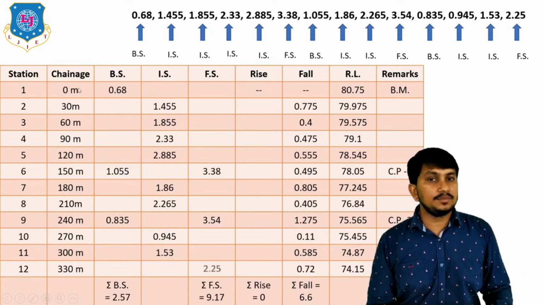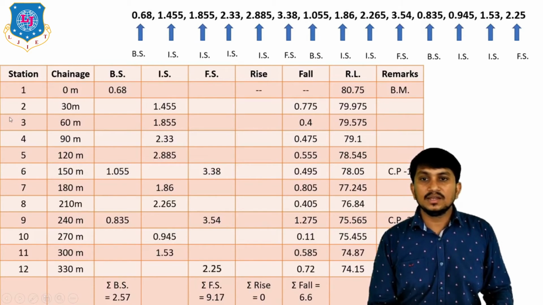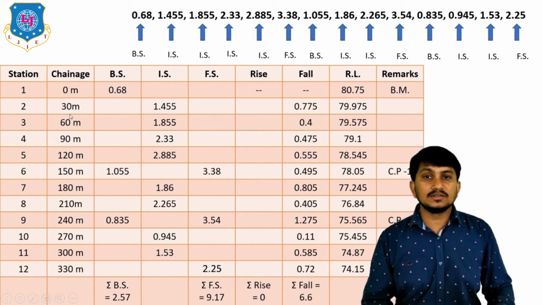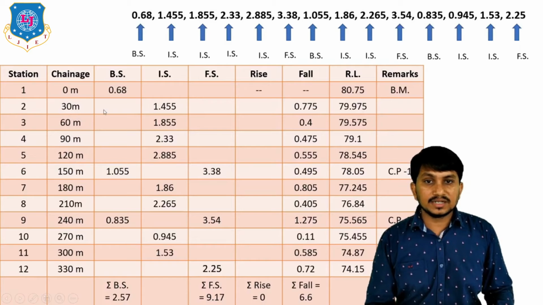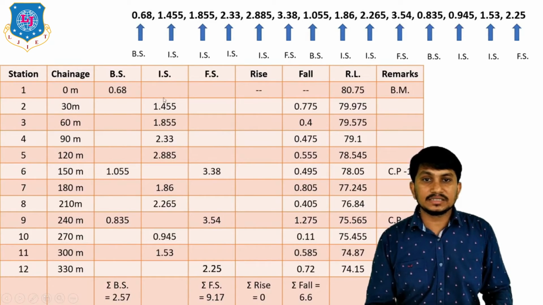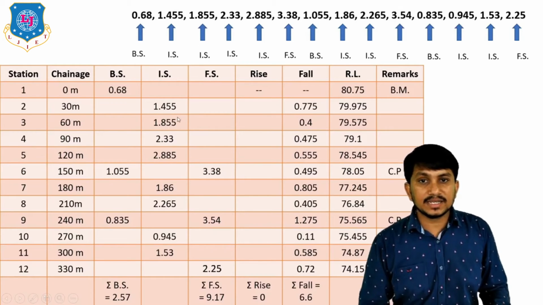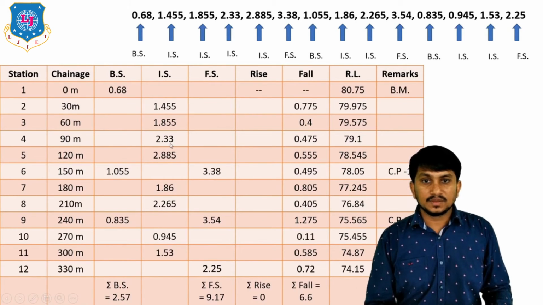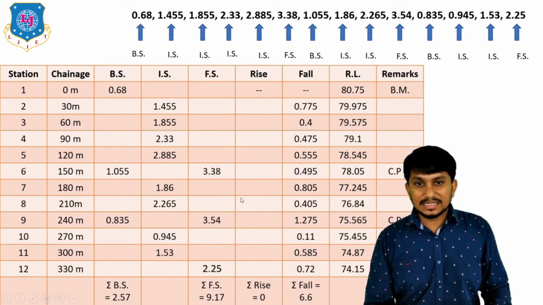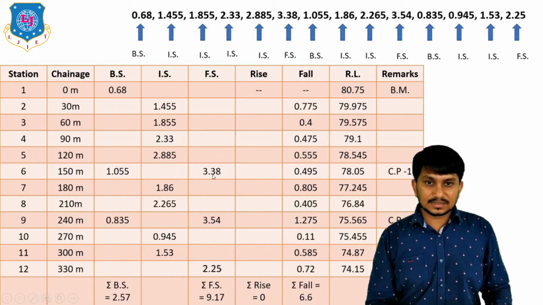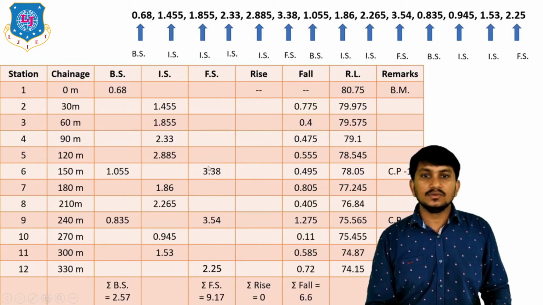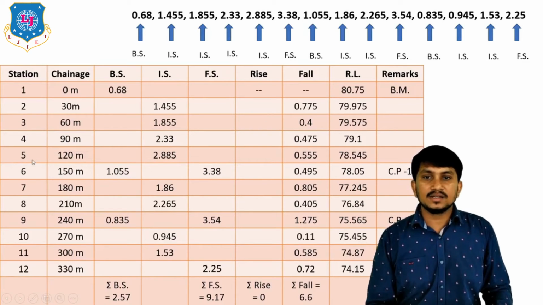The first station is at 0 meter. The reading is 0.68, which is BS, so it is written in the BS column. The second station is at 30 meter, because the interval of 30 meter is already given in the example. The second reading is IS, so it is written in IS. Third reading is IS, fourth is IS, fifth is IS, sixth is FS. When FS comes, there is always a changing point. At the changing point, two readings are taken, FS and BS. So this BS reading is also at station number 6, 1.055.